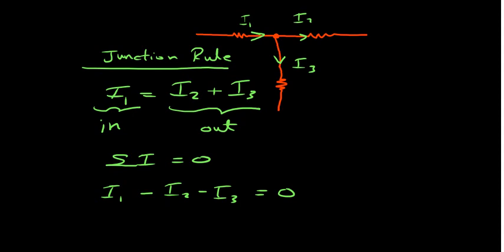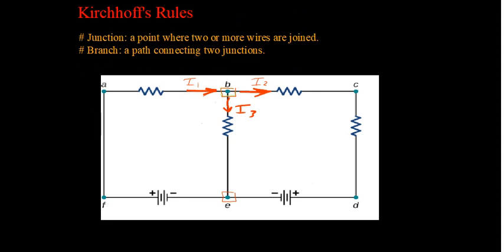The second rule is a very important one as well, where I will be identifying a loop of my circuit. The rule says the sum of the potential differences across the elements in a loop is equal to 0.